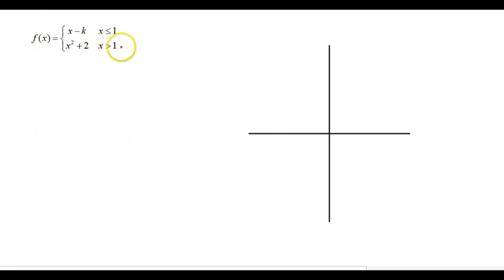Alright, so now another piecewise function, same set of instructions. Find the missing value of k that makes this piecewise function continuous. So this one's just slightly harder than the last one.